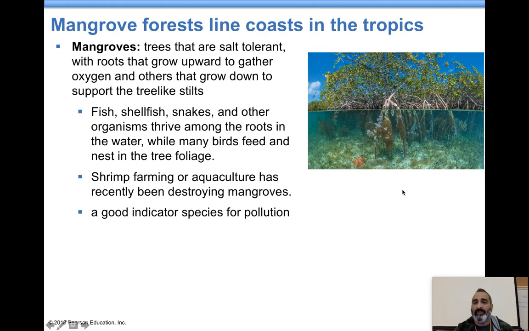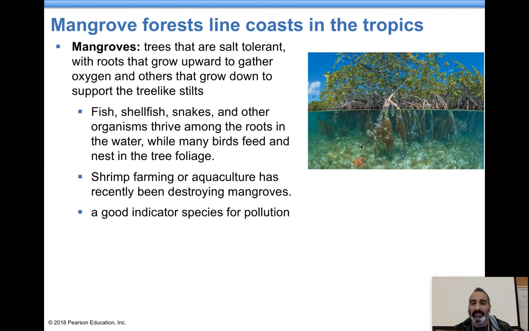Mangroves, these are pictures of them. They're these special trees with these roots that kind of dip into the water here. These are what's called an indicator species. And why are they an indicator species? Because they can detect pollution. If mangroves are not healthy, it means the water that they're sitting in is not healthy. So they're pollution detectors.